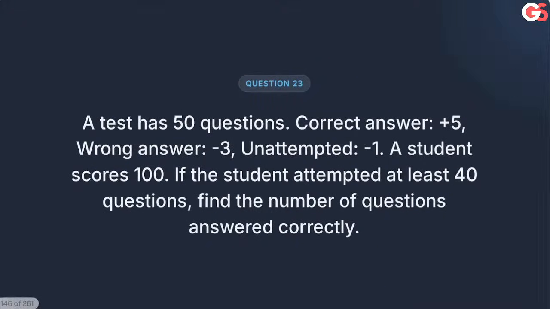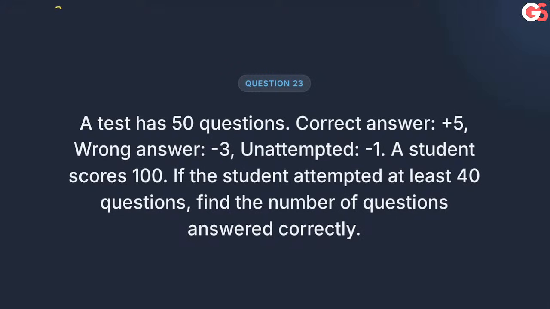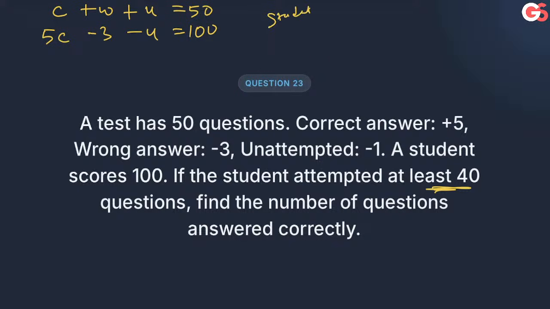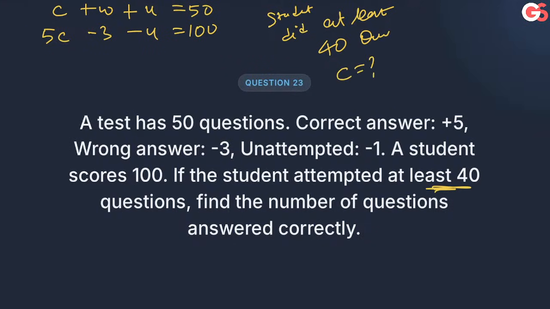नेक्स्ट. C correct plus wrong plus unattempted is 50 and it says correct answer पे 5 मार्क्स मिल गए, wrong पे 3 मार्क्स कट गए, unattempted पे 1 नंबर कट गया, तो उसके मार्क्स आए 100. If student attempted at least 40 questions, find the number of questions answered correctly. C क्या होगा ये बताना है. I am starting the timer now.